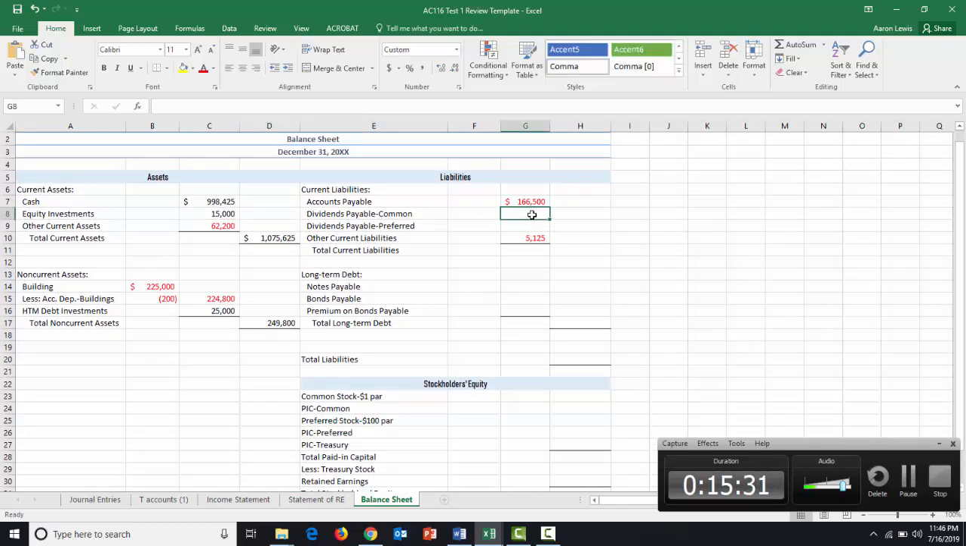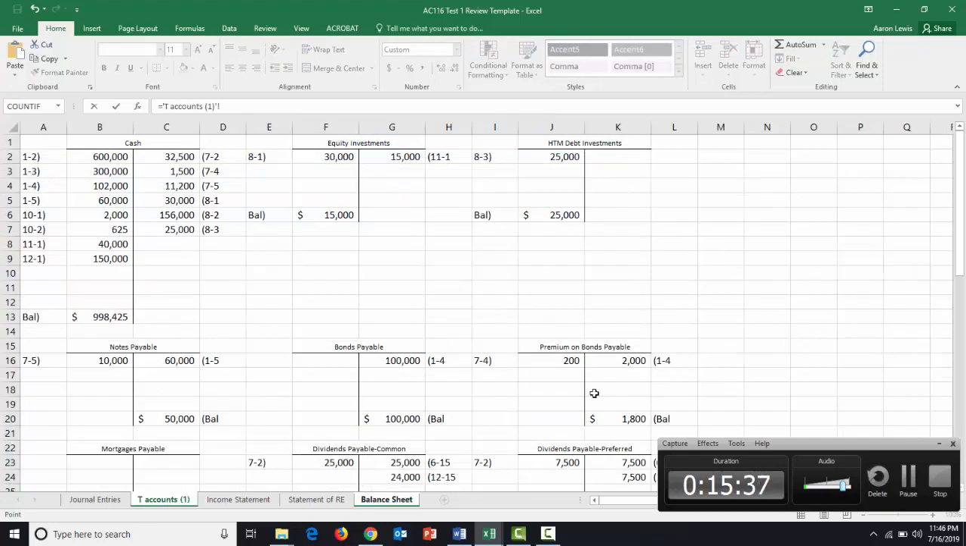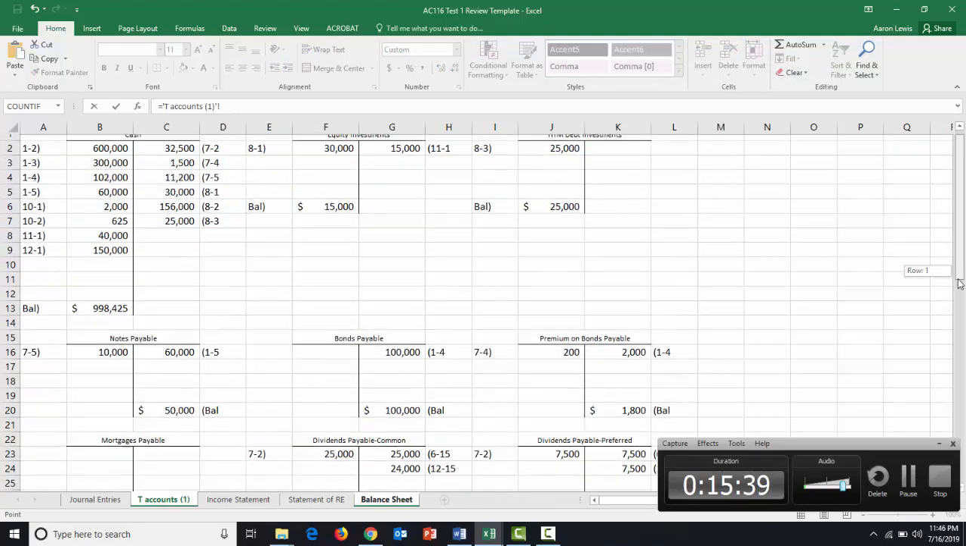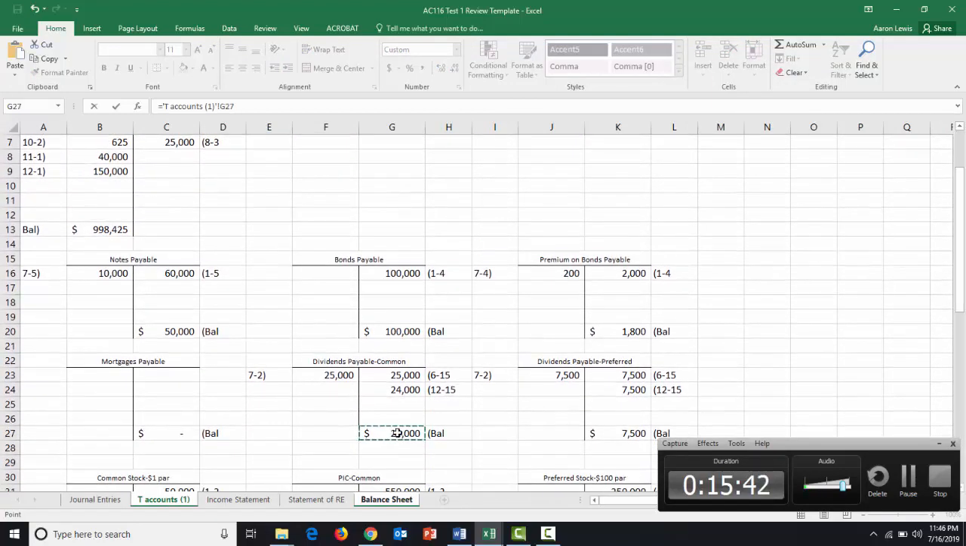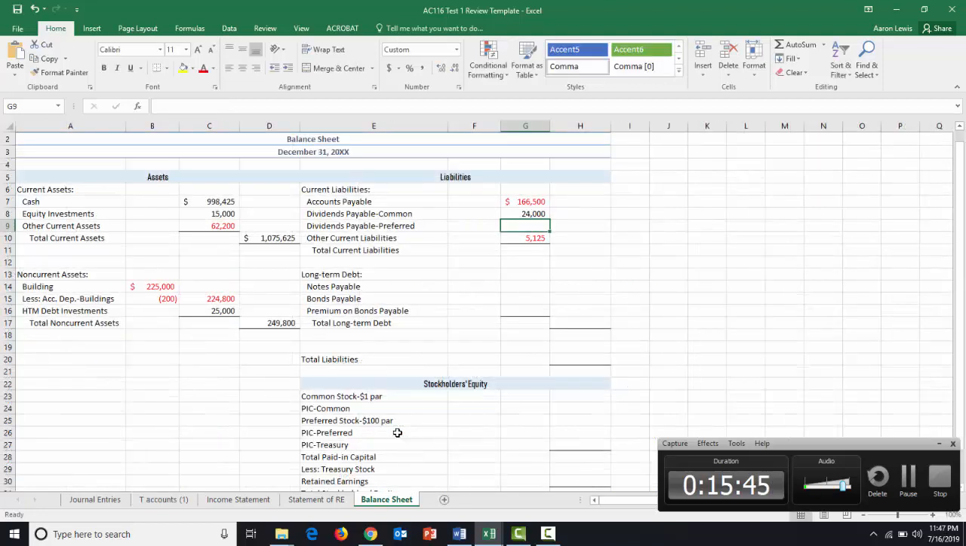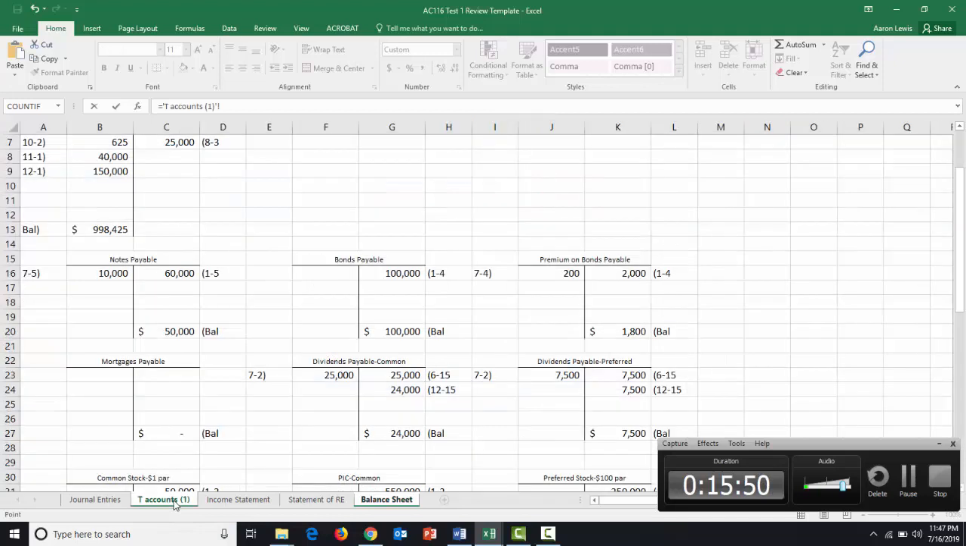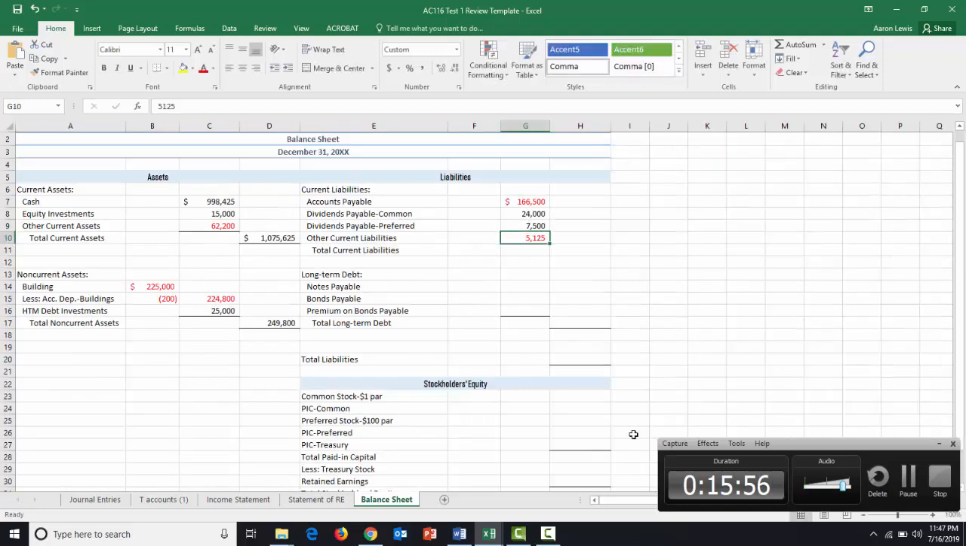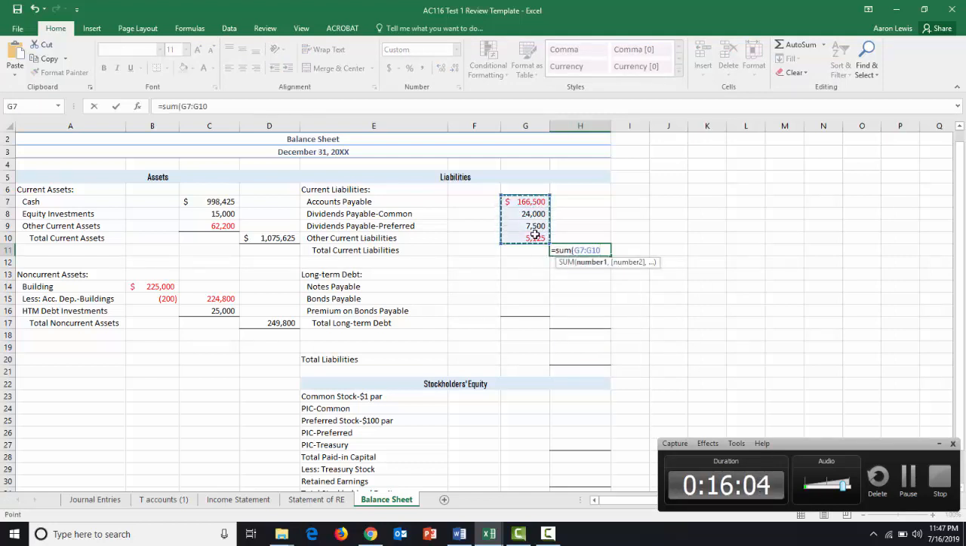For current liabilities, accounts payable and other current liabilities are given to you. What we need is dividends payable common and dividends payable preferred. So we're going to go to our T accounts and find those balances. The balance of dividends payable common is $24,000. We click on it, we hit enter, it brings it on over. Dividends payable preferred equals, we click on the balance of that particular account, which is $7,500, and we come up with total current liabilities equal to the sum of these 4 numbers. That turns out to be $203,125.